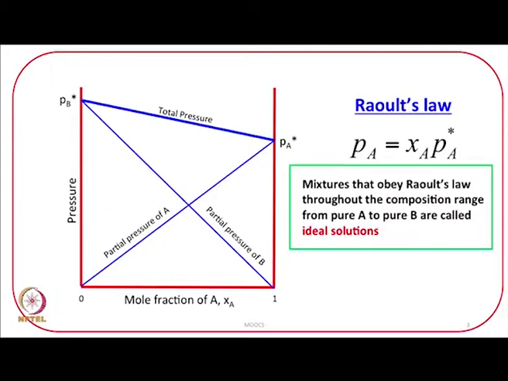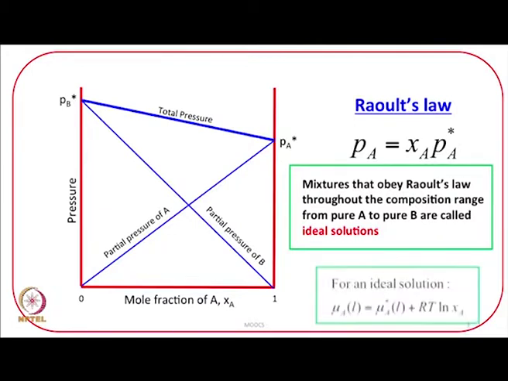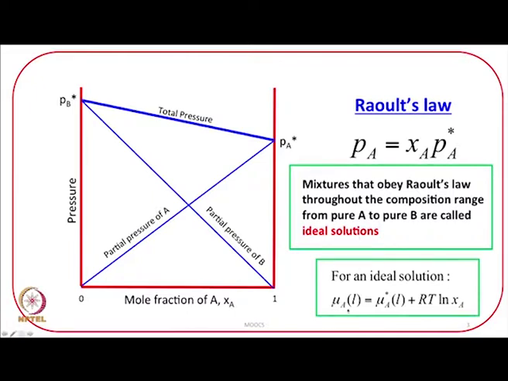So, going back to the previous equation, where we discussed that mu A is equal to mu A star plus RT log PA by PA star, in place of PA by PA star, I am writing mole fraction. Please note the comment over here: for an ideal solution, mu A, that is the chemical potential of a component in the liquid, is equal to the chemical potential of the same component in the pure form plus RT log XA. XA is the mole fraction of A.